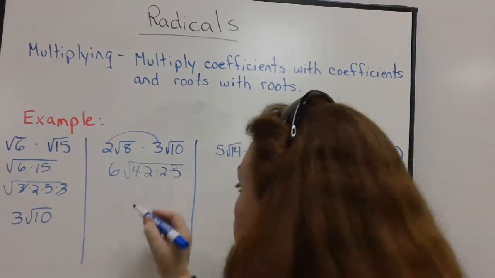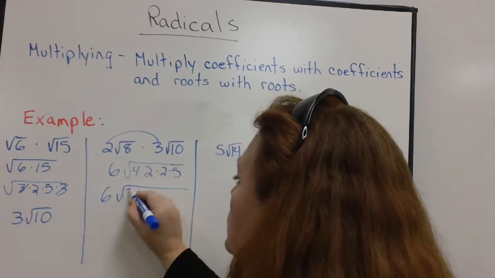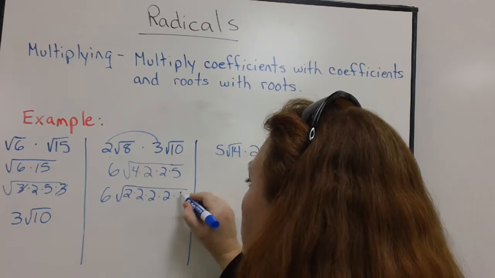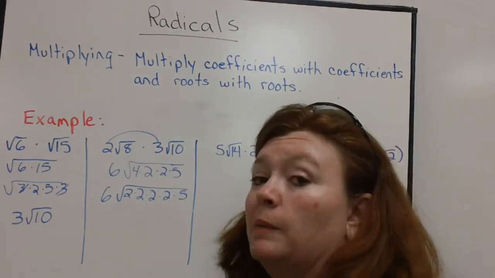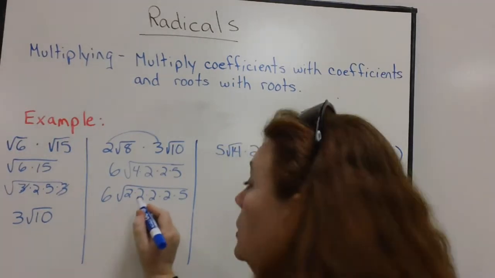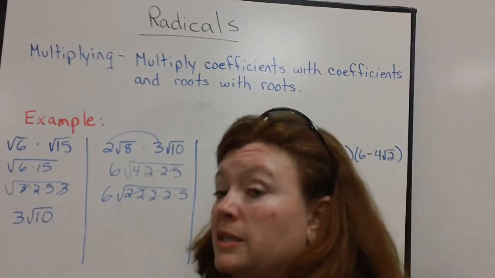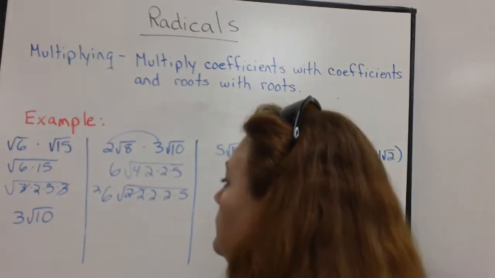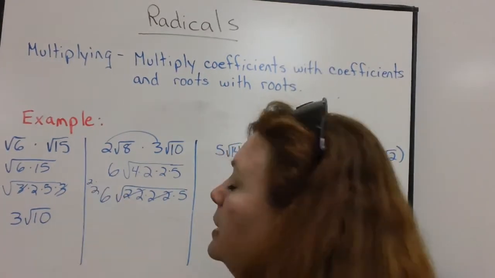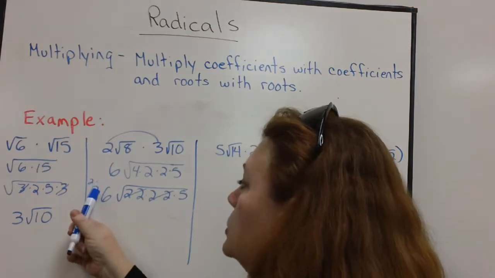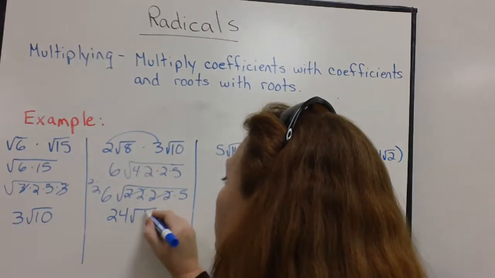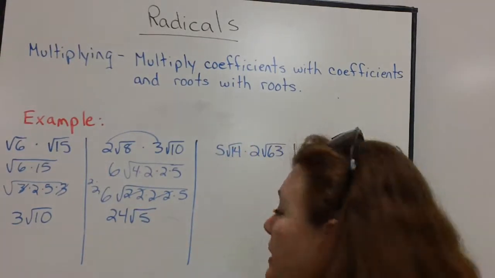But wait, there's more. 4 is 2 times 2. There's another 2, there's another 2, and here's a 5. So I'm looking for 2 of a kind. I'm going to see I have a pair of 2's, cross them both off, write it once on the outside. Another pair of 2's, cross it off, write it once on the outside. What do I have? I have 2 times 2, which is 4. 4 times 6 is 24. And I am still left with a 5 all alone under the radical sign.